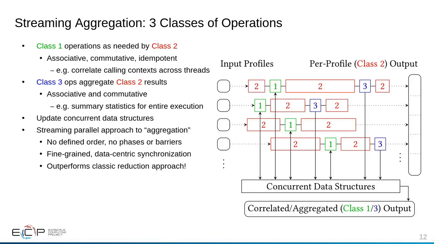Both Class 1 and 3 operations are implemented by updating a series of shared concurrent data structures in parallel. The restrictions on both Class 1 and 3 operations allow them to be reordered without affecting the result, so we run them when convenient. Class 1 operations run on demand as required by Class 2 operations, while Class 3 operations run once a profile has completed processing. This approach does not require large serialization like phases or barriers. Instead, all synchronization is fine-grained and data-centric, minimizing the total serialization. This allows our approach to outperform the conventional reduction-based approach to aggregation, which our paper also demonstrates in practice using a micro-benchmark.